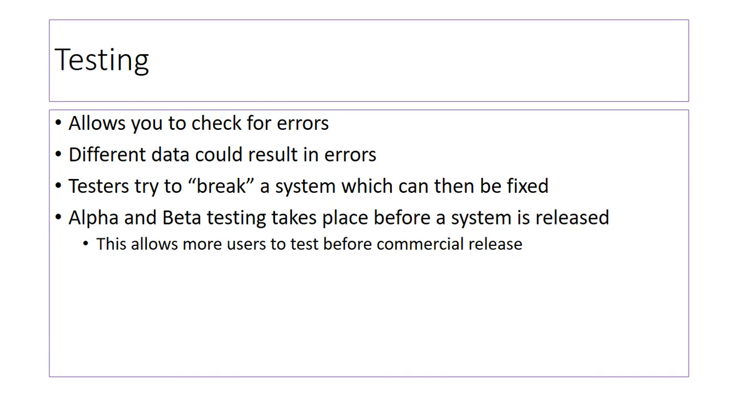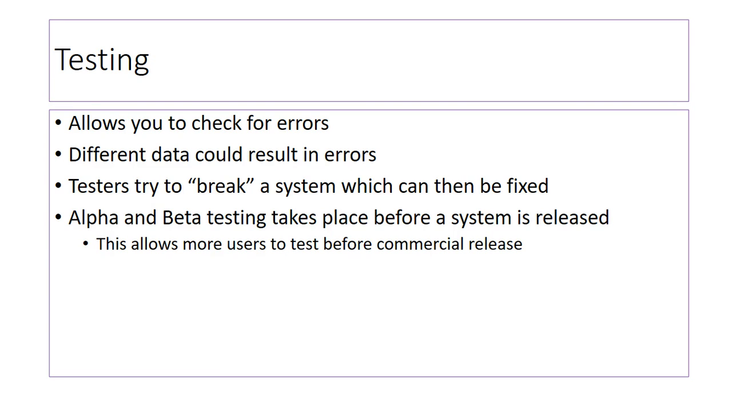Testers try to break a system, which can then be fixed. If you think about it as a nice little circle, the tester gets a piece of software, he tries to test it, he tries to break it. If he's successful in breaking it, then he passes the information over to the developers and says, what happened to allow for the system to be breaking? At which point the developers look at it, they patch their code up, and then the cycle continues until they've got a fully working piece of software.